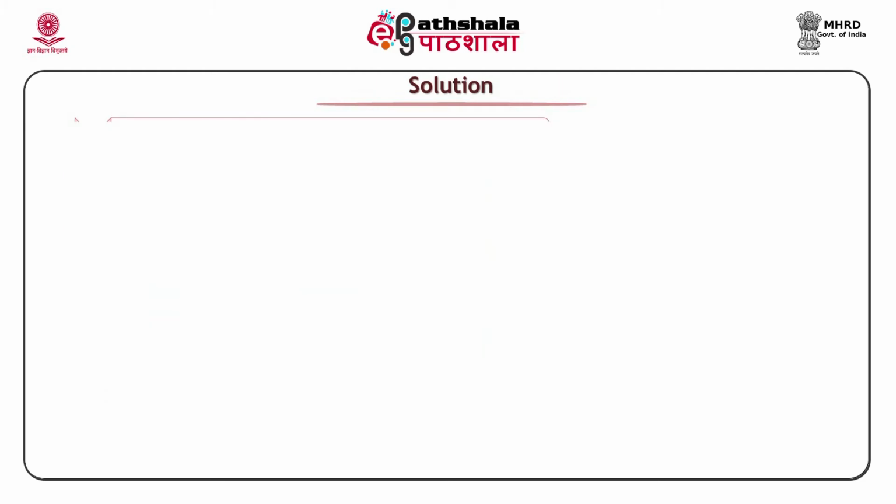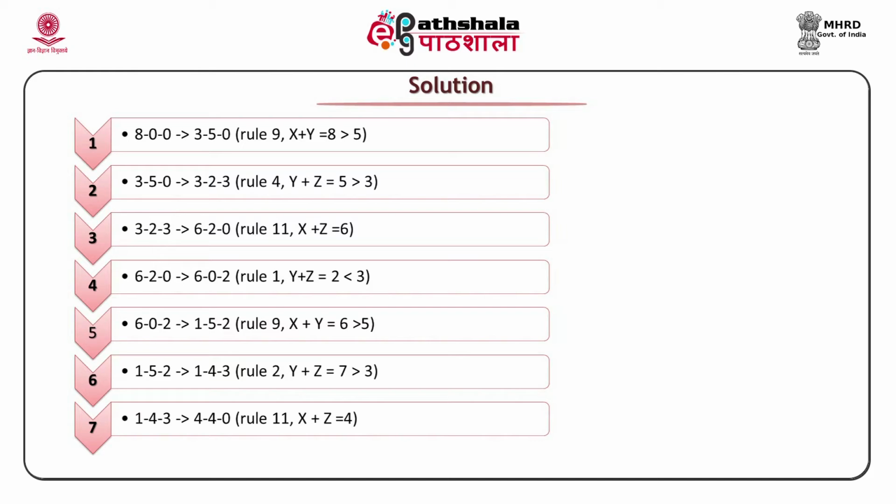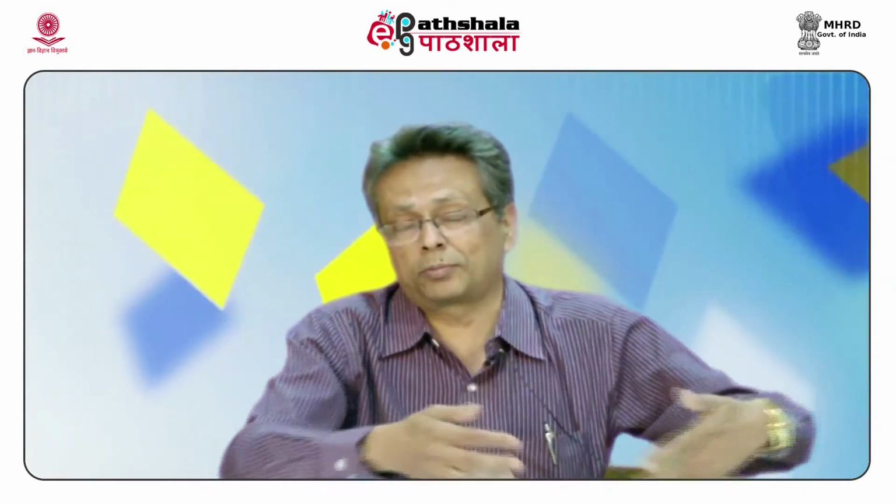Now, how do you solve this problem? Carefully look at how the solution is achieved. We begin with the state called 800, the initial state. We move on to the state called 350, where we are applying rule number 9, and so on. You can see rule number 9 is applied, then 4, then 11, then 1, then 9 again, and then 2 and 11. They are applied, and what you get is the answer. Okay. So this is how you can define a state space, you can have initial and final state, you can define moves and how you apply moves to solve a problem.